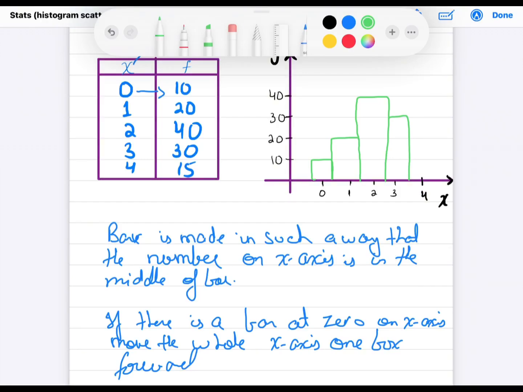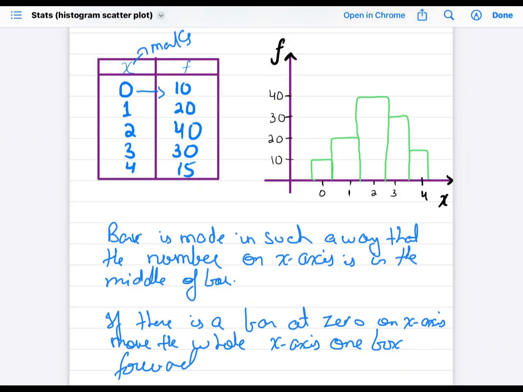So now 4 has a 15. So 15 will be in the middle of 10 and 20. So this is known as a single value table histogram. I hope everything is clear in this concept. There is no issue in this.